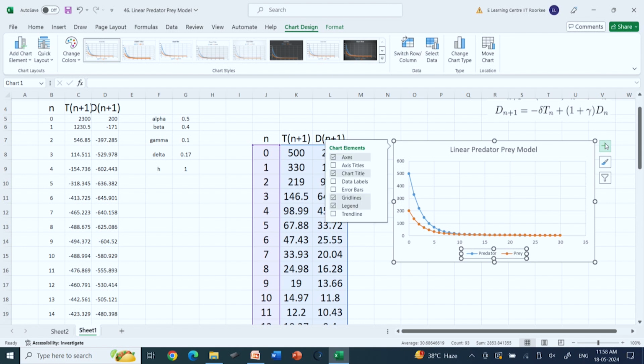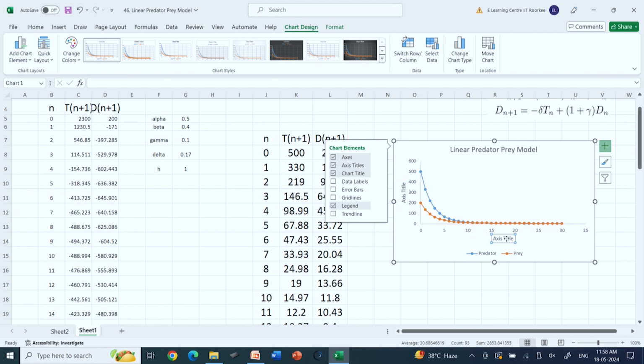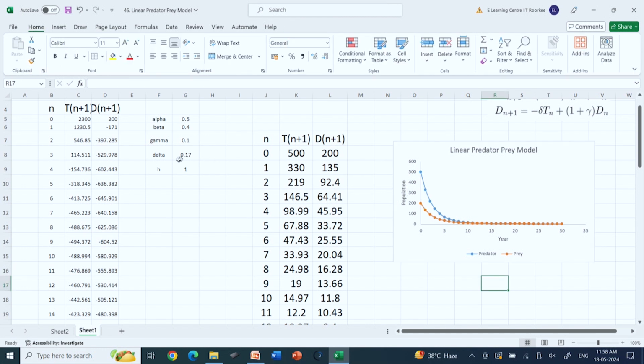So, if I want to remove the grid lines, I will do it here. If I want an axis title, I will put it here. So this is your time, or you can put year, and this is your population, and you get this. So you can see that with these parameter values, we have already proved that the equilibrium 0, 0 is stable, and hence if you have started from 500 and 200, it approaches 0.